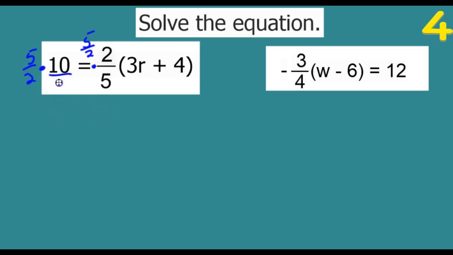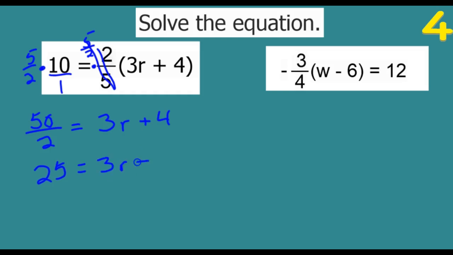And if we multiply this, we're going to make the 10 into a fraction. So we have 5 times 10. We get 50. 2 times 1 gives us 2, equals, now if this is canceled out, we don't need that anymore. So we just have the 3r plus 4. Now we can simplify this right away. 50 divided by 2 gives us 25 equals 3r plus 4.